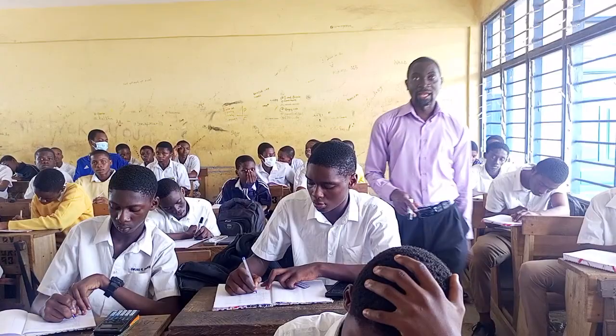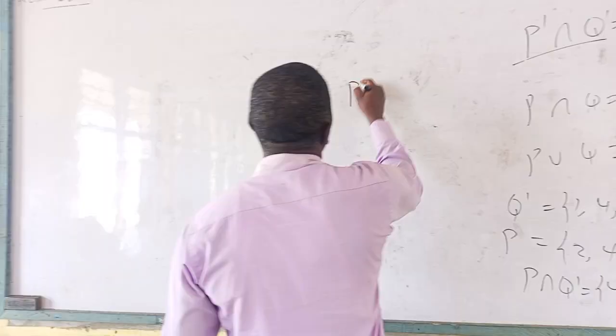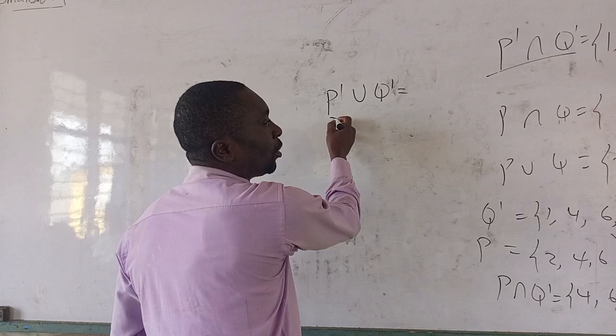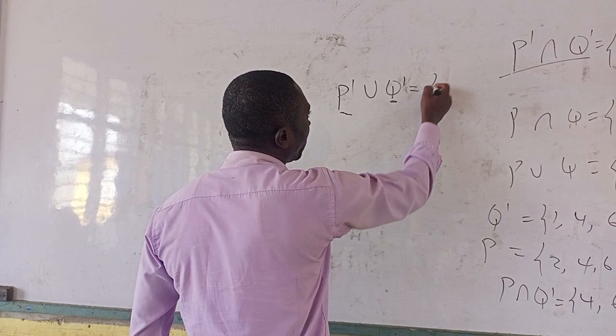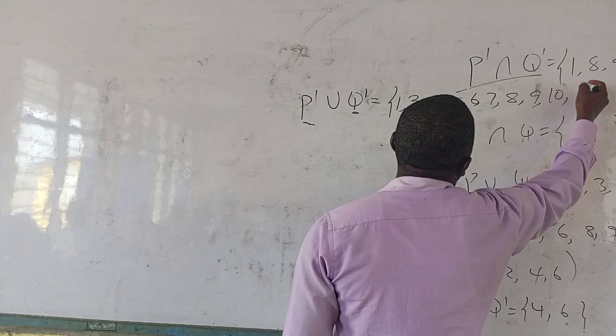Are you done? Yes. Okay. So we have our P complement union Q complement. We have already found your P complement and your Q complement. So let's find the union. It will give you 1, 3, 4, 5, 6, 7, 8, 9, 10, 11, 12.